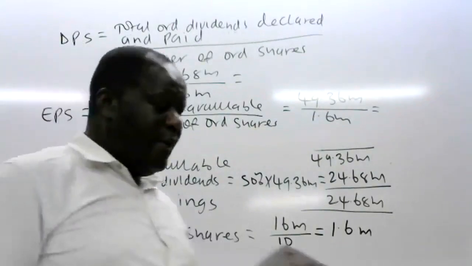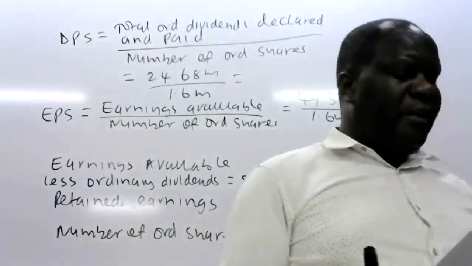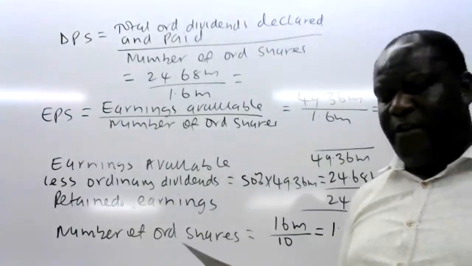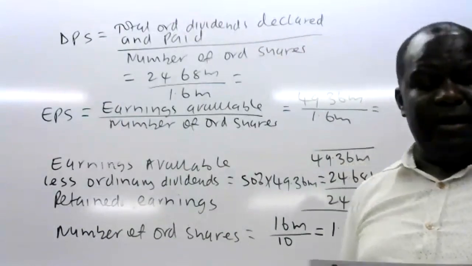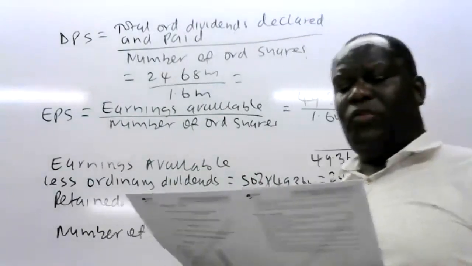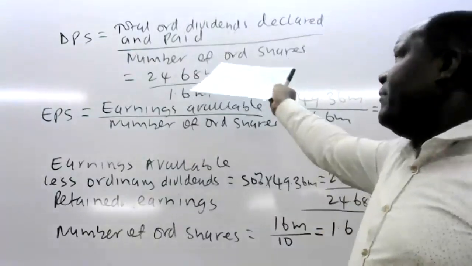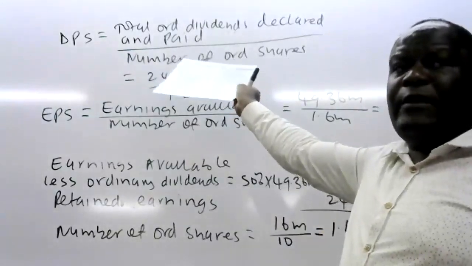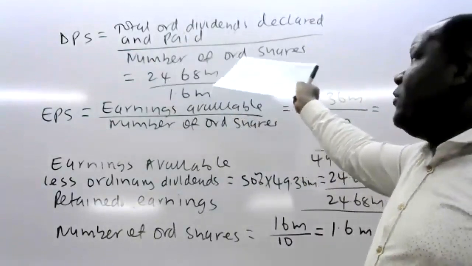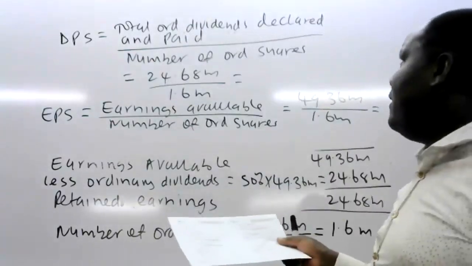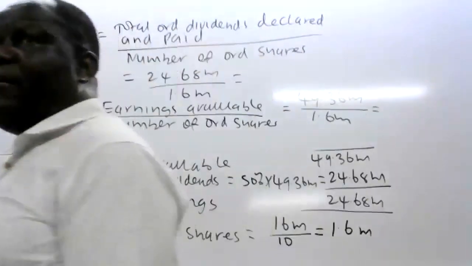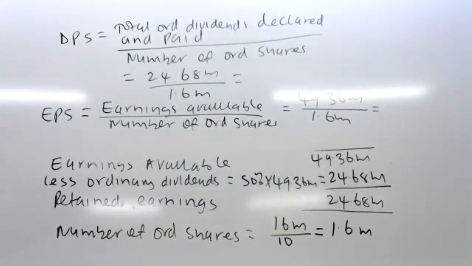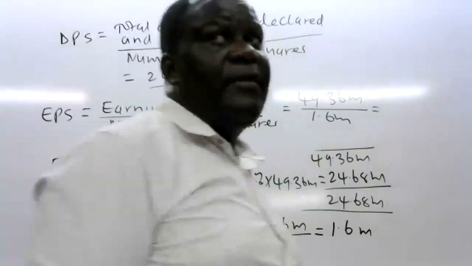To get the dividend per share, you simply get the total ordinary dividends declared and paid, then you divide by the number of ordinary shares issued and fully paid. You see how we have calculated our dividend per share? You simply get the total ordinary dividends declared and paid, then divide by the number of ordinary shares. Or it can also be given as earning per share multiplied by what?